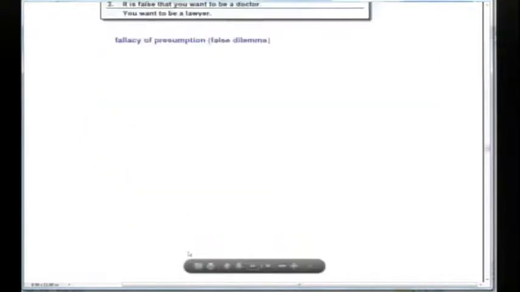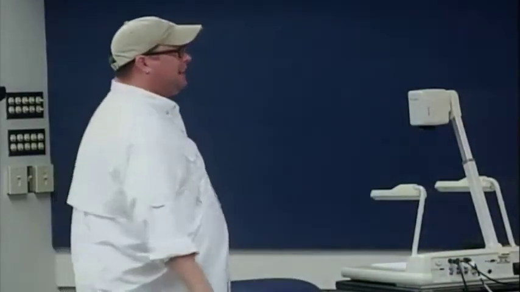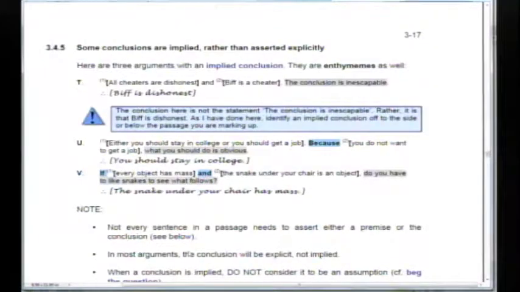So a couple of other things about recognizing arguments. It's not just premises that can be implied, conclusions can be implied too. So don't say, well, because such and such isn't stated explicitly, it can't be the conclusion. No, sometimes conclusions are implied, they're not stated explicitly. Like, for instance, in T, all cheaters are dishonest and Biff is a cheater. The conclusion is inescapable. "The conclusion is inescapable" is not the conclusion. Rather, the conclusion is that Biff is dishonest.